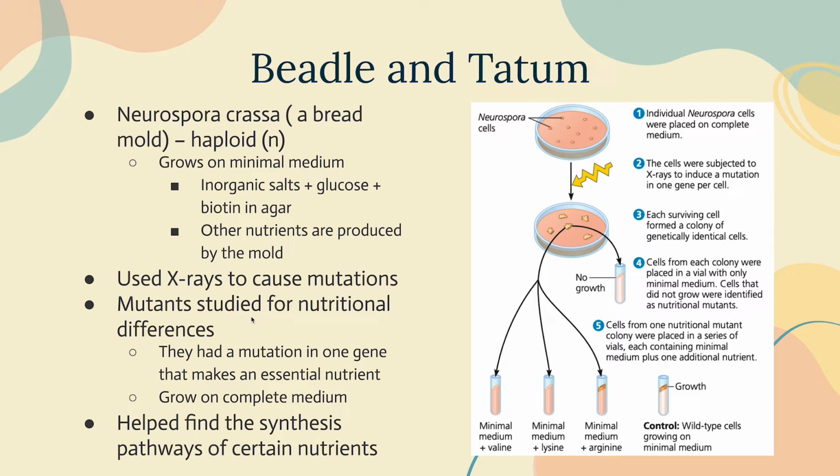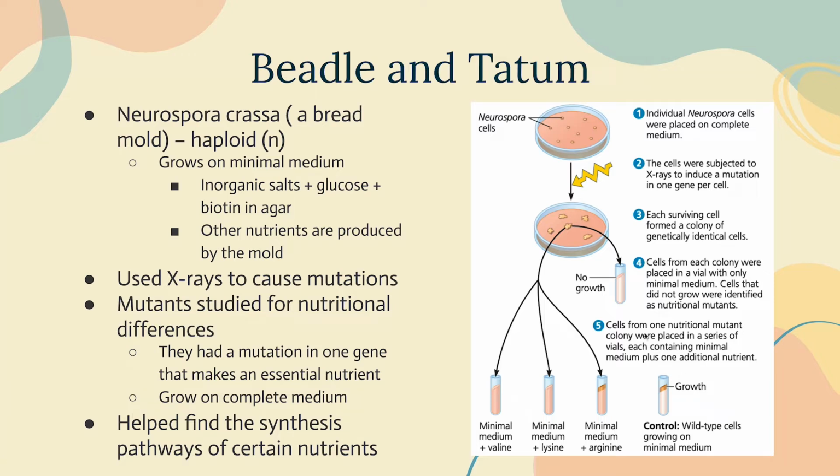Okay, and then what they did was use X-rays to cause mutations in the molds, and then they studied the mutants for nutritional differences. Each of the mutants had a mutation in one gene that makes an essential nutrient, and all of them could grow on complete medium that gave them everything.